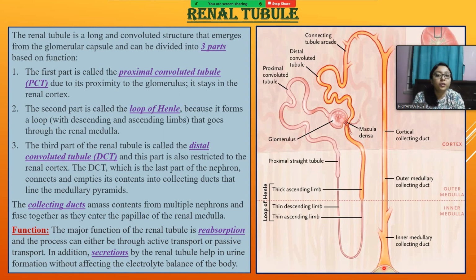So what is the function of this renal tubule? Its main function is reabsorption, and this process can be either through active transport or passive transport. In addition, secretion by the renal tubule helps in urine formation without affecting the electrolyte balance of the body. So reabsorption and secretion are very important, and therefore the renal tubule plays a great role in urine formation.